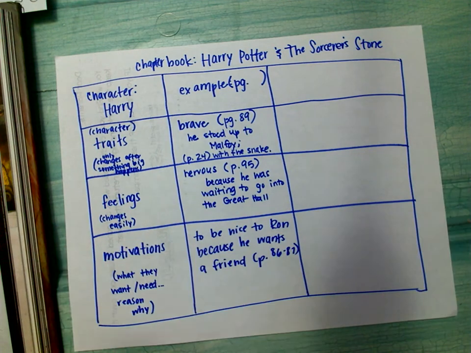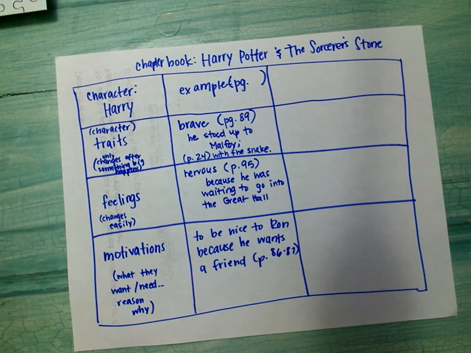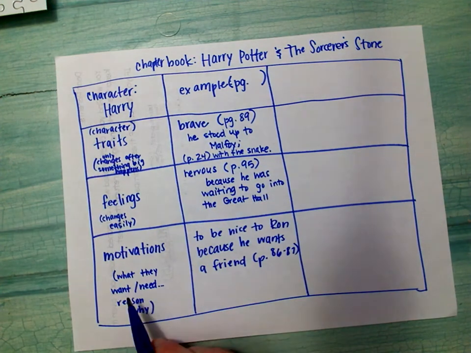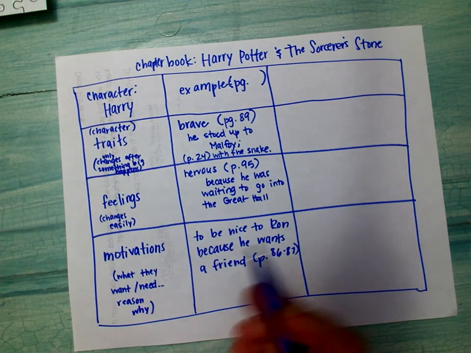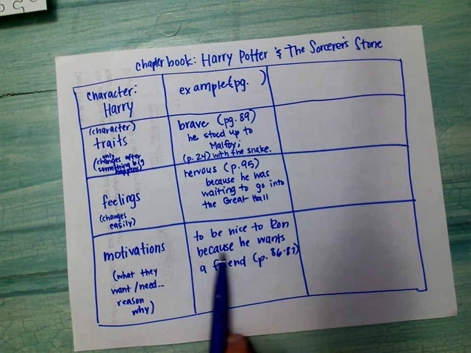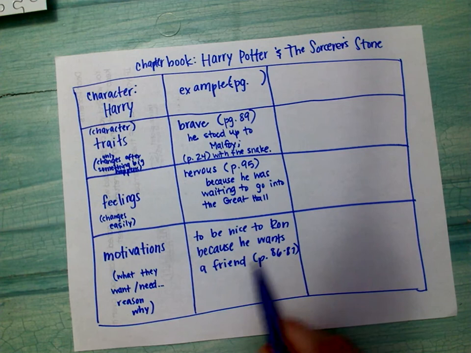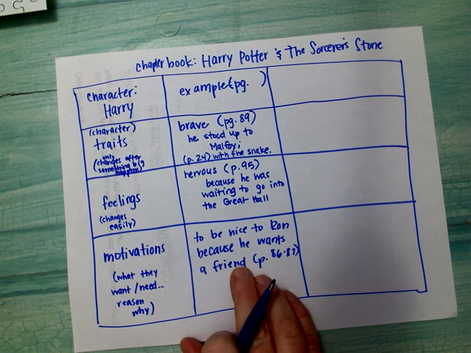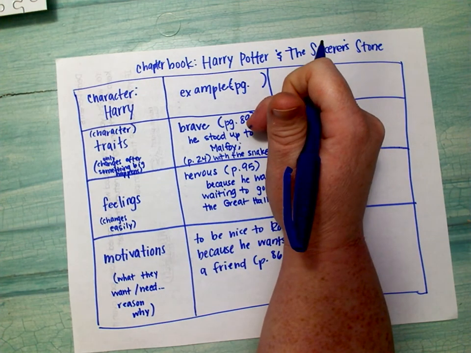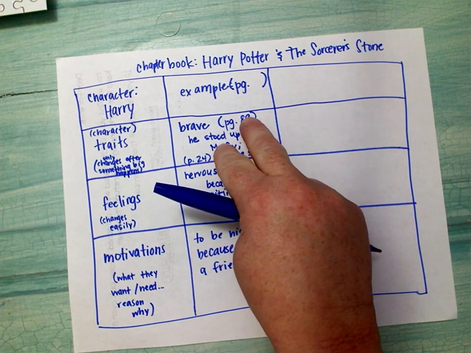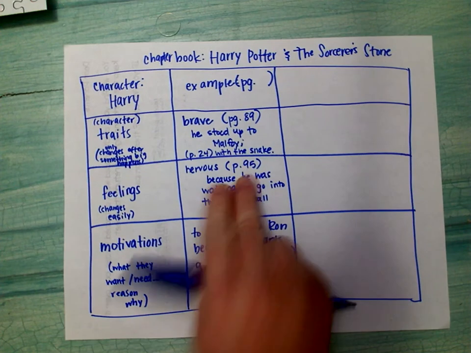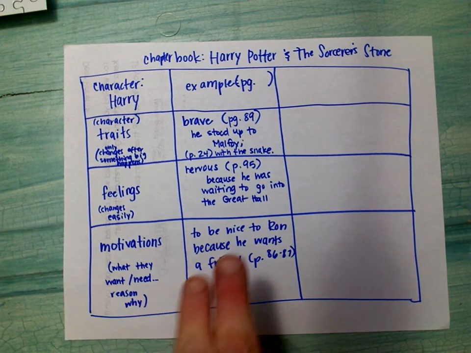So if you don't know what I'm talking about, I hope I haven't spoiled any important parts of the book for you if you've not read this book. But here, what have I done? Again, I said, hey, what do they want? What is the reason why they're doing something? Well, he's nice to Ron, and why is he doing that? Because he wants a friend. So he bought all these sweets so that he could be nice to Ron because he wants a friend. All right? So I've given one example of a character trait, and in a couple of places I found proof of it. I gave one example of a feeling and proof of where I found it. I gave one example of a motivation and proof of where I found it.